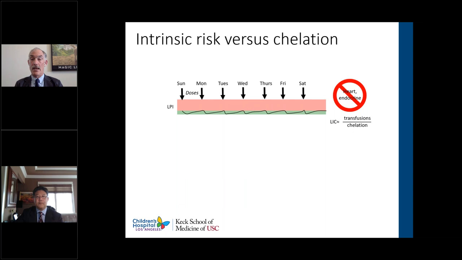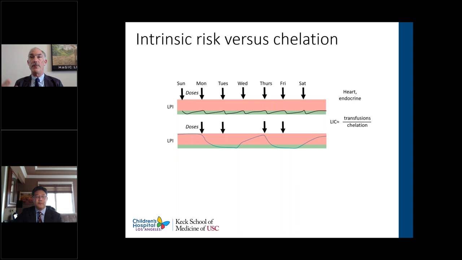Now let's consider that very same patient who goes off to college and joins a fraternity, and you know what happens. This chelation pattern starts to look like this. And now you see that the labile plasma iron level is spending a lot of time in the red zone, and that's when iron is going into the heart and endocrine glands.